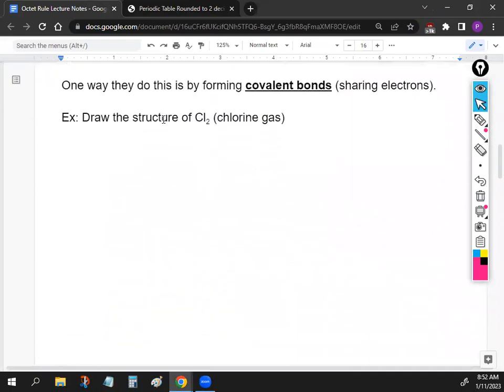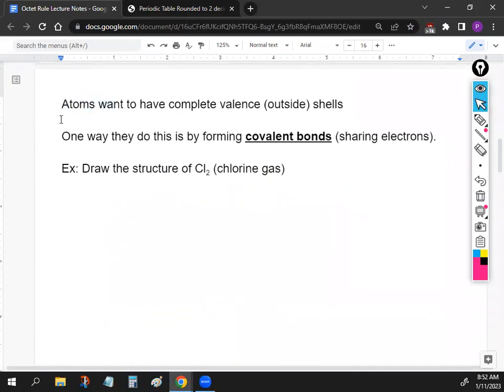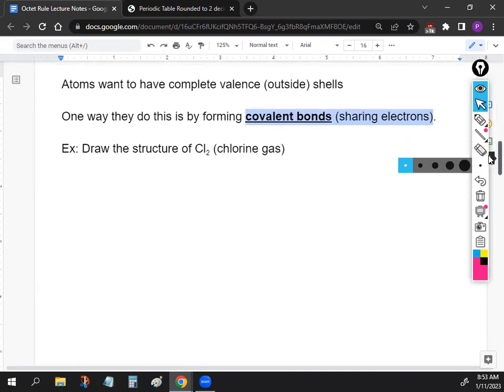You guys don't need to write this part down, but basically the reason why molecules form is because atoms want to have complete outside, or valence, shells. They do that by forming covalent bonds, and you guys want to write this part down. They form covalent bonds by sharing electrons. Different elements will share electrons with one another. So we're going to be learning how to draw that today, covalent bonds. Just make sure you jot that down, so you know what kind of bonds we're talking about.